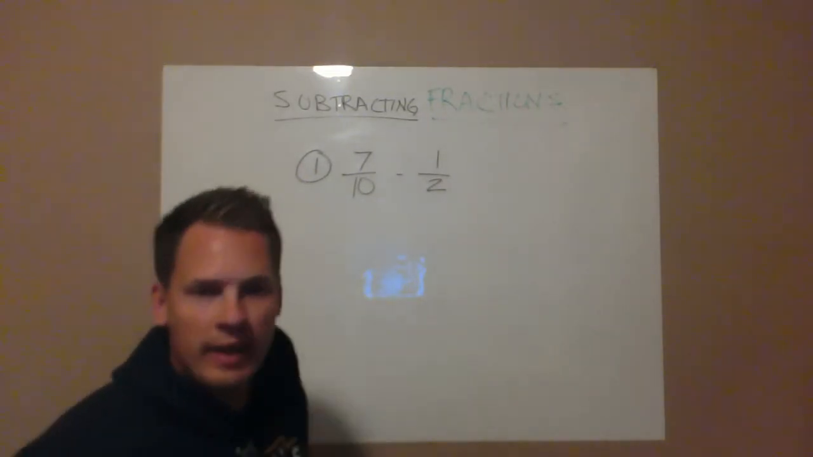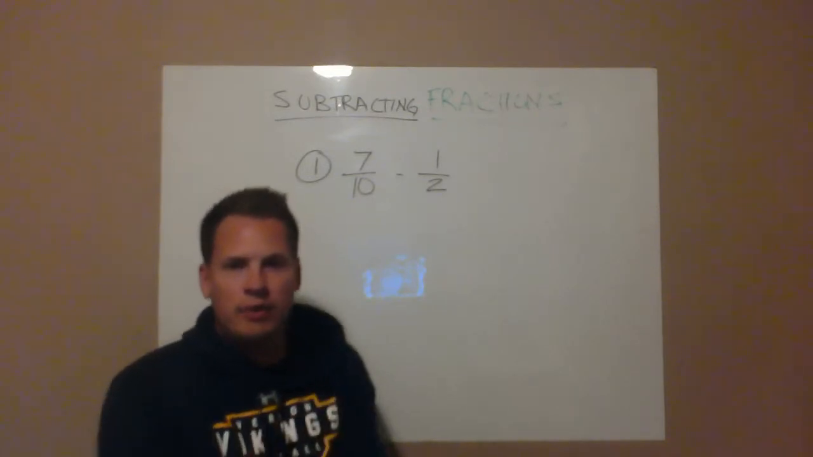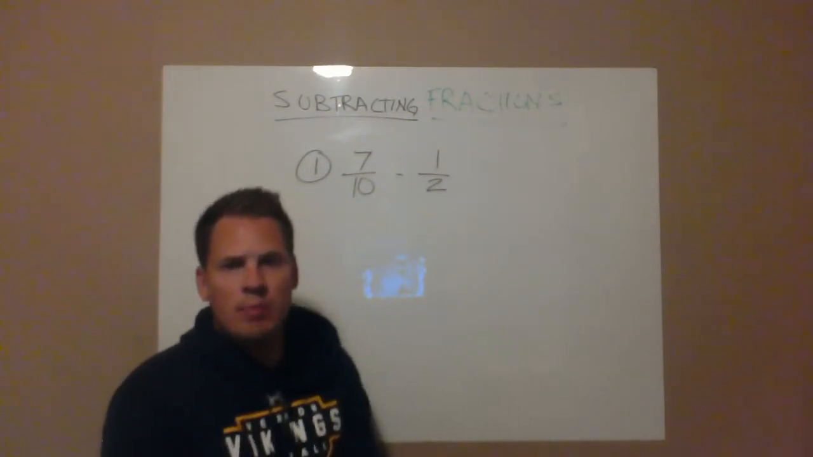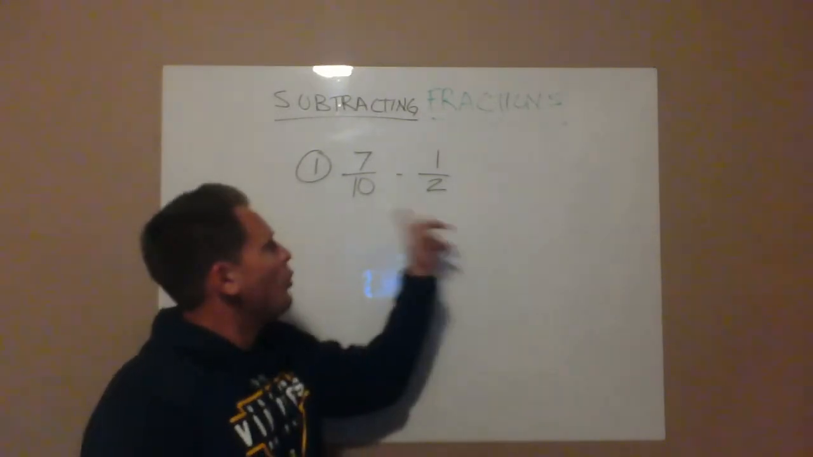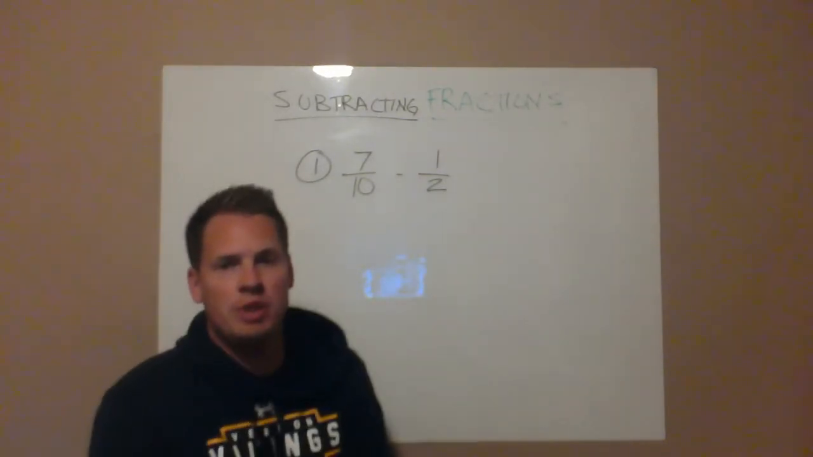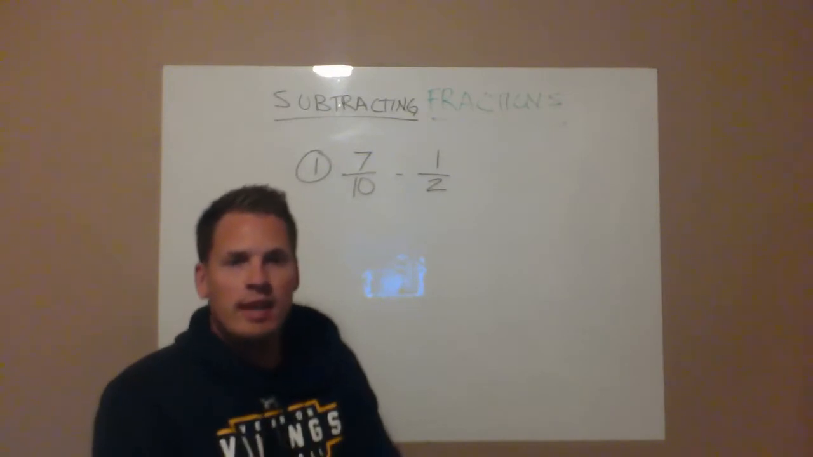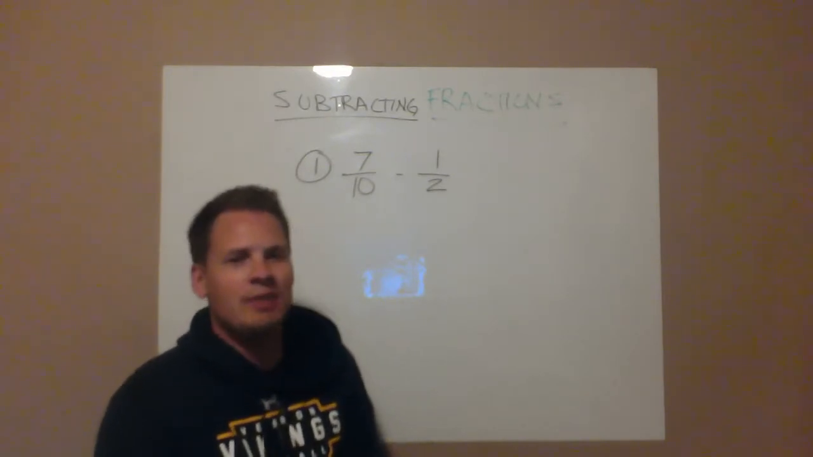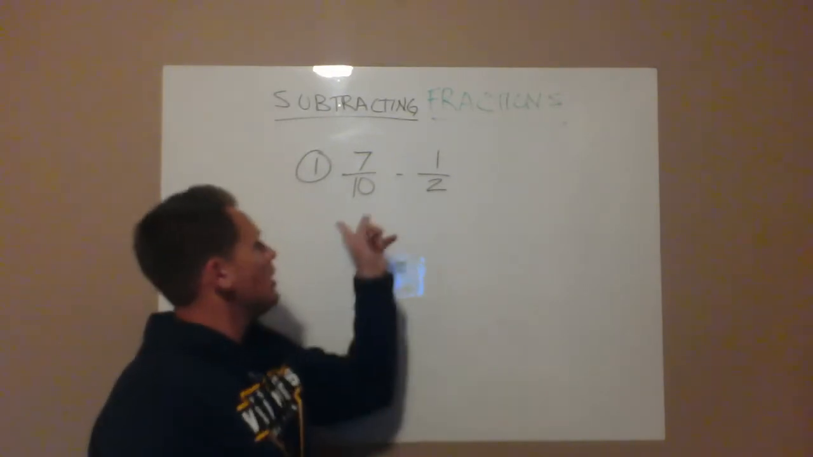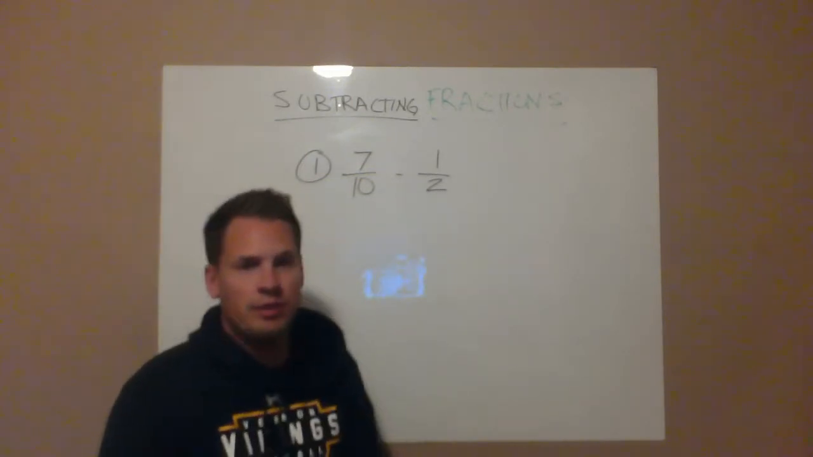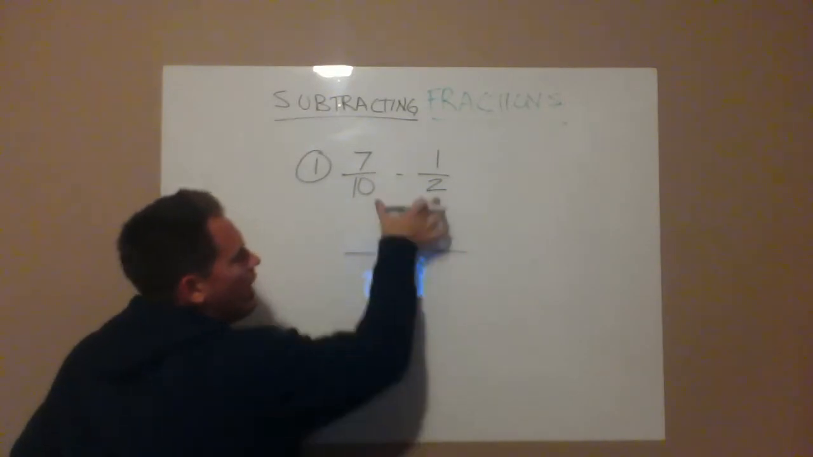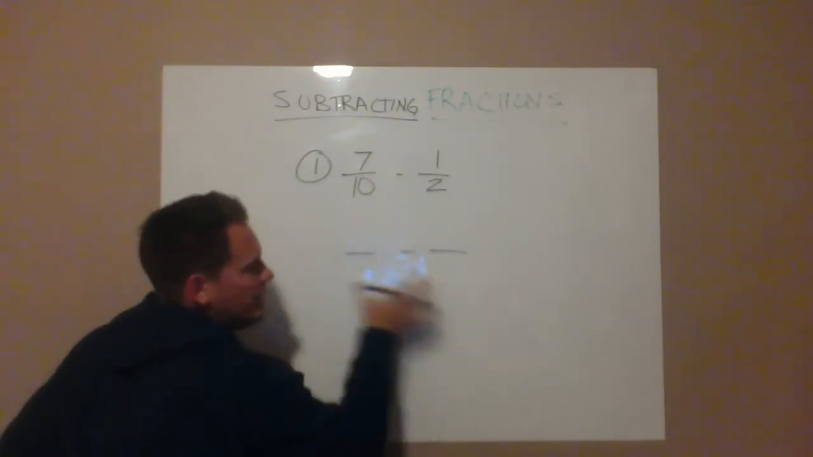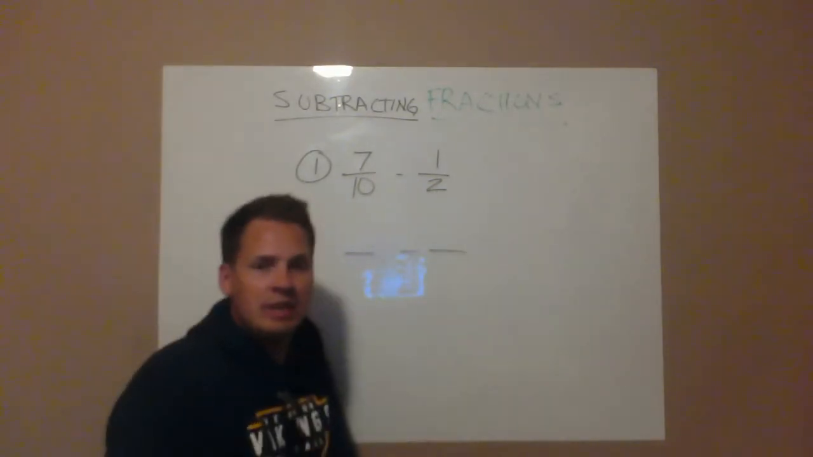7/10 minus 1/2. Again, just like adding fractions, the first step is to convert any mixed numbers or whole numbers into improper fractions. We don't have any mixed numbers or whole numbers here, so there's nothing to convert there. Second step is to find equivalent fractions using common denominators. So do we have common denominators? No. We need to make common denominators. I could do 2 times 10 to get 20, and I could use 20, and that's completely fine.